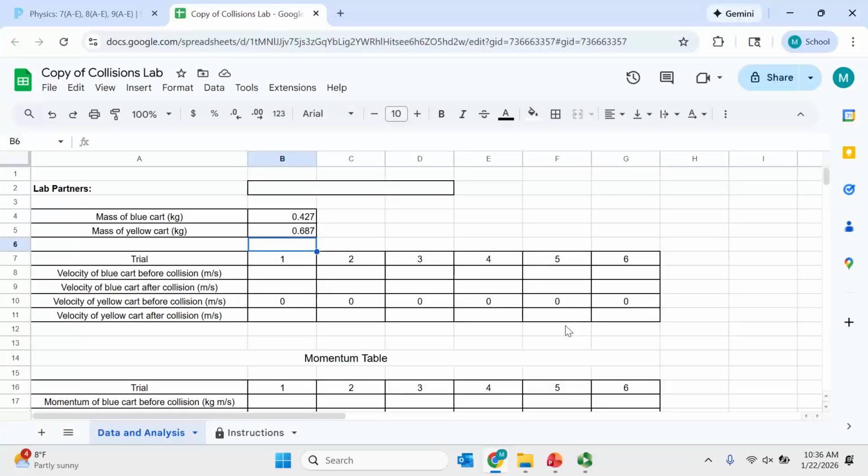In this video, I'm going to talk about the collisions lab and how to do the data collection for this particular lab. Now, the first thing I need to do if I look at the instructions is take the mass of the cart and any weights I want to add to the cart and enter it in my data table, and I've already done that.